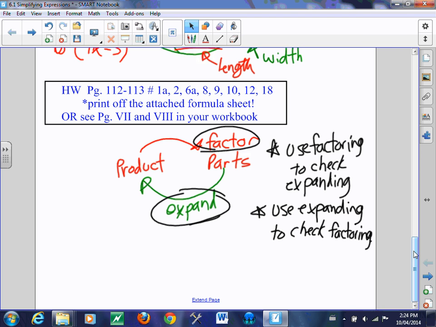All right, here's your homework, folks. Page 112 to 113. 1A, 2, 6A, 8, 9, 10, 12, 18. If you want to print off the attached formula sheet, go ahead and do so. Or see the Roman numerals, which is right at the beginning of the book, guys. Roman numeral 7 and Roman numeral 8, which looks like this. Right here, that's 7 and that's 8 in your textbook. I'm sure it's at the front. If not, check at the back. I just don't have one handy with me right now.